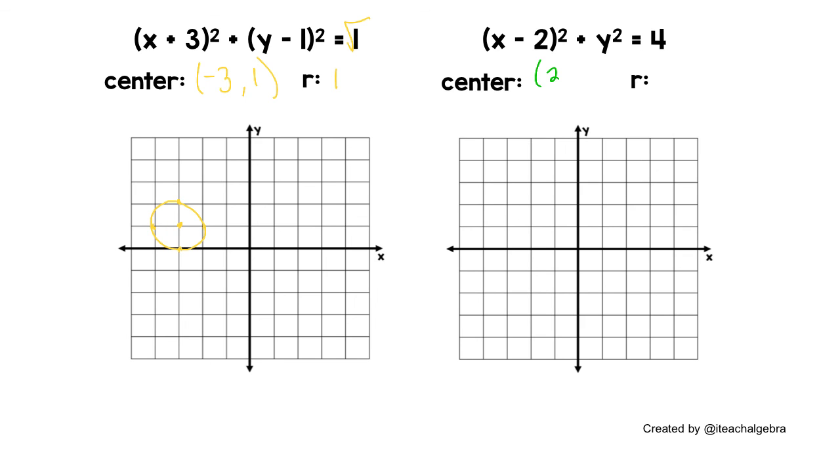All right, center is at (2, 0). And the square root of 4 is 2. So our center is right here. We go 2 in each direction. And it looks something like that.